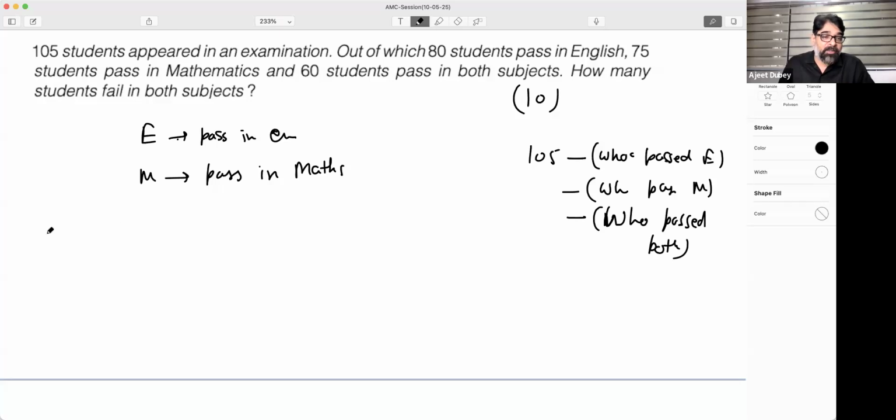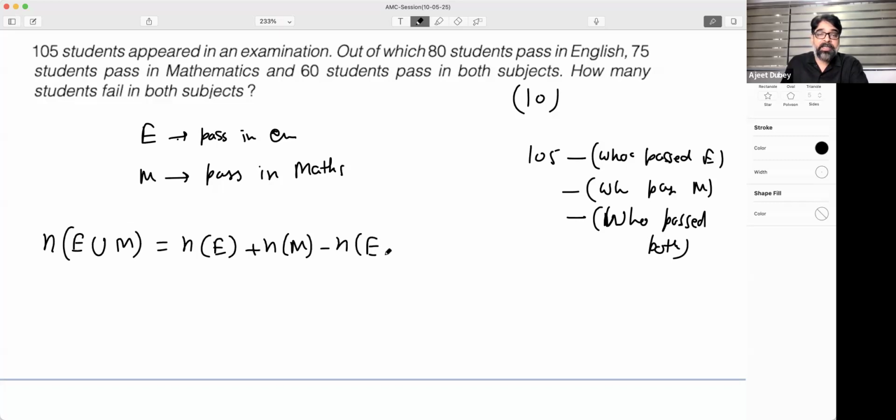So I want the number of people who pass either English or mathematics or both. And that kind of statement we write by what? Union. So N of E union M will be equal to NE plus NM minus N of E intersection M. NE is given as 80 students, and NM is given as 75 students, minus who pass in both, 60. So that will be equal to 95.